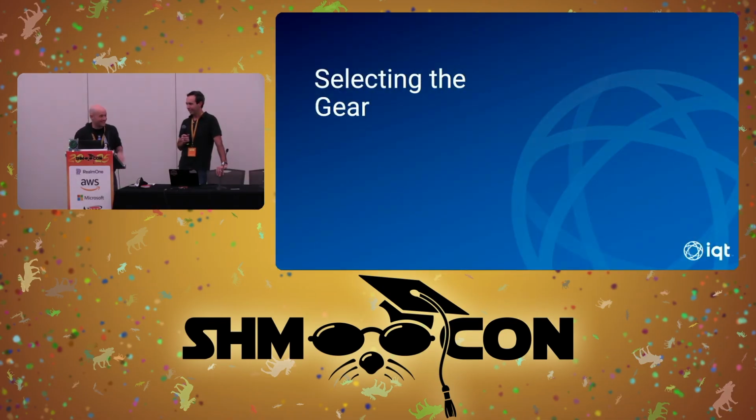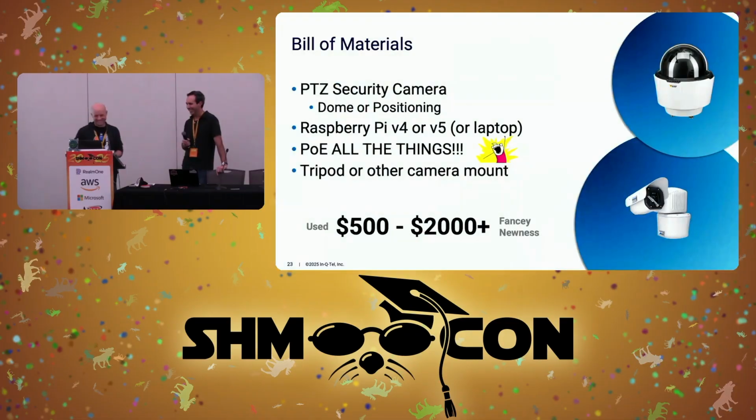Okay, this is the fun part. Here's how you can build it yourself. The bill of materials is not too bad. There's really only 3 key components. There's a PTZ security camera, pan tilt zoom, so a camera that can easily be steered to some azimuth and elevation. And eBay is your friend here.